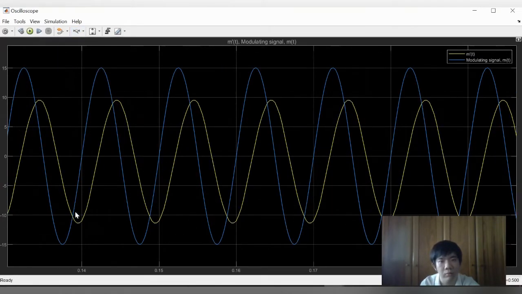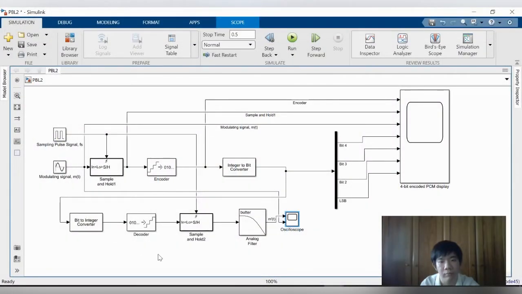We can see that the blue graph represents M(t), and the yellow graph is M prime (t). We can see that the output is actually similar to the input, since they are both sine graphs. So this is all about the simulation part.